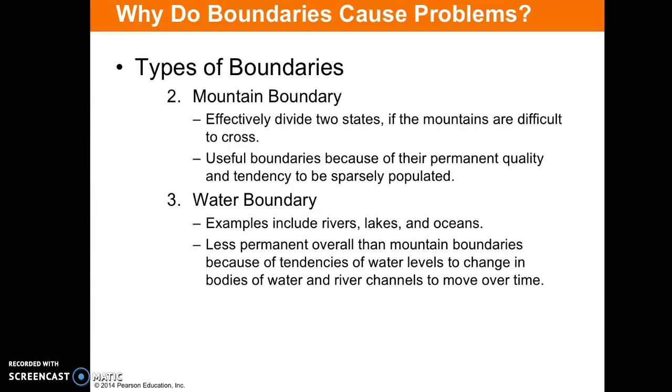And then we have water boundaries. Water boundaries could be a river, like between the U.S. and Mexico. It can be a lake, like in Mali, and then we have ocean boundaries. So 2 of the physical boundaries for the U.S. are ocean boundaries, right? The Pacific Ocean and the Atlantic Ocean.